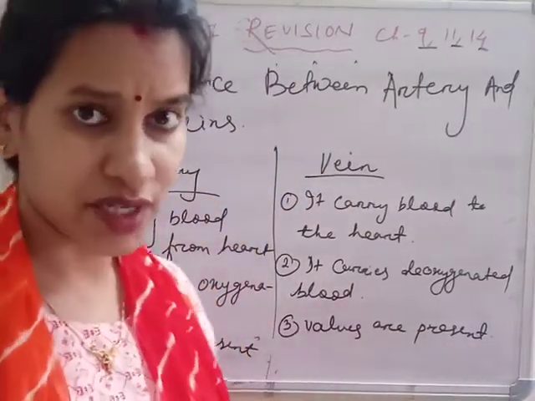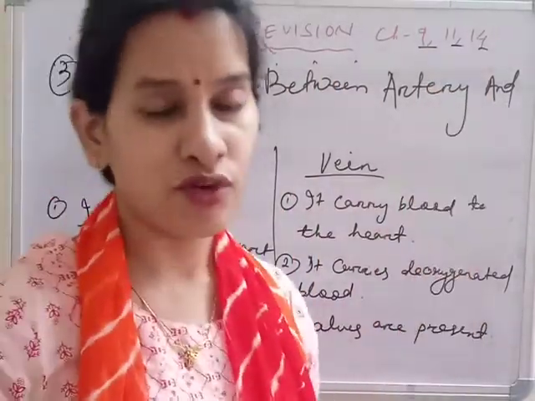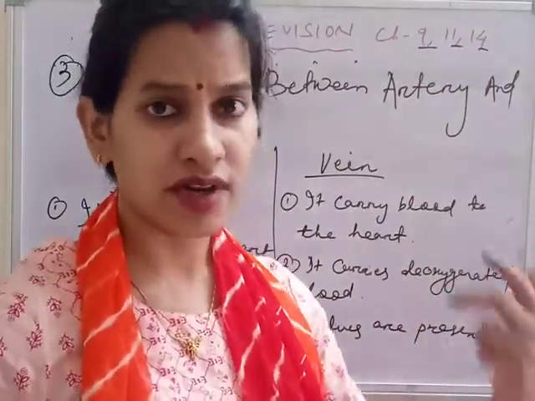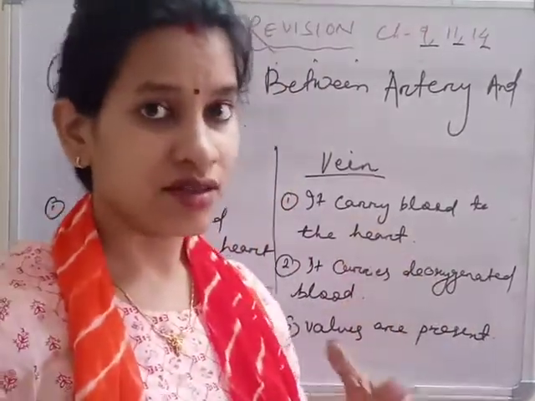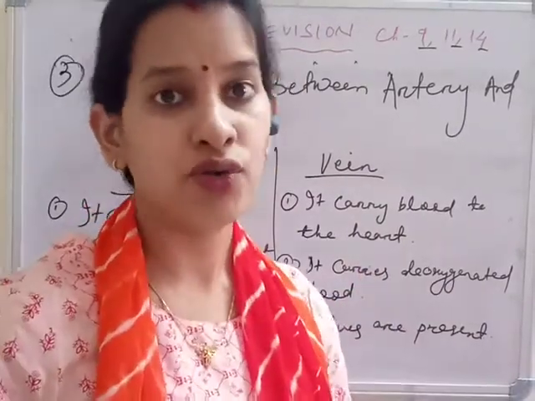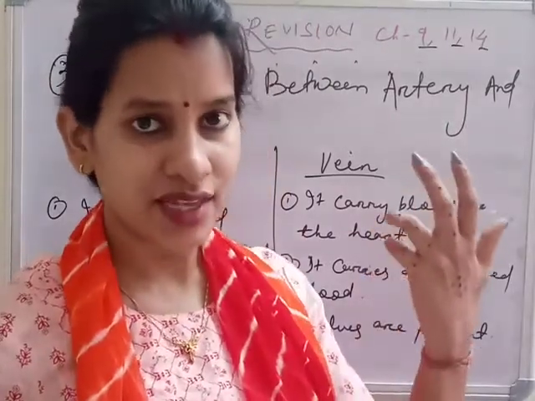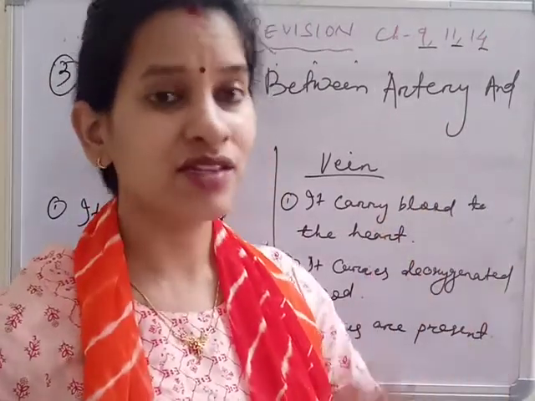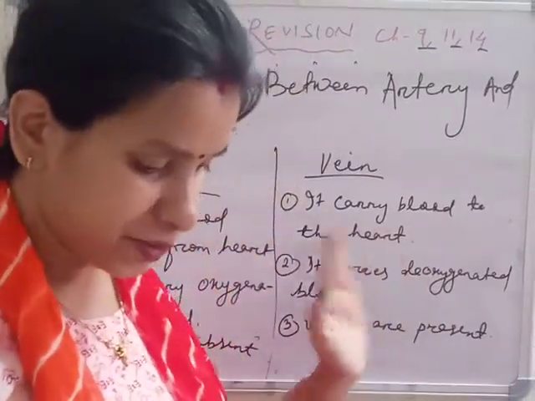So why absent here and why present there? Because in the artery, mostly the blood flow is downward, so no need to come up. But in the vein, they are bringing the blood from the lower part of the body to the heart. As they are bringing the blood to the upper side, there may be a backflow of blood. So to prevent that, valves are present. Okay.